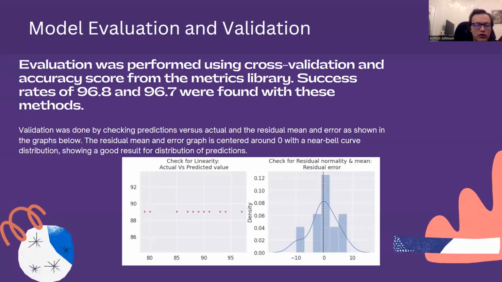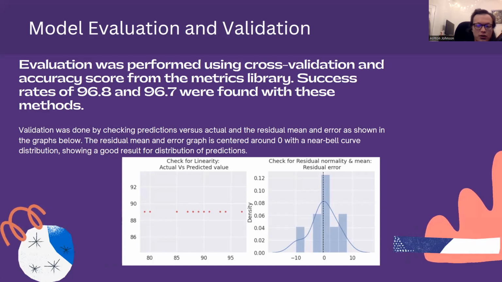The model evaluation and validation. Evaluation was performed using cross-validation and accuracy score from the metrics library. Success rates of 96.8 and 96.7 were found with these methods. These were from 2 different validation processes. So validation was done by checking predictions versus actual and residual mean and error, as shown in the graphs below. The residual mean error graph is centered around 0 with a near bell curve distribution showing a good result for distribution of predictions.